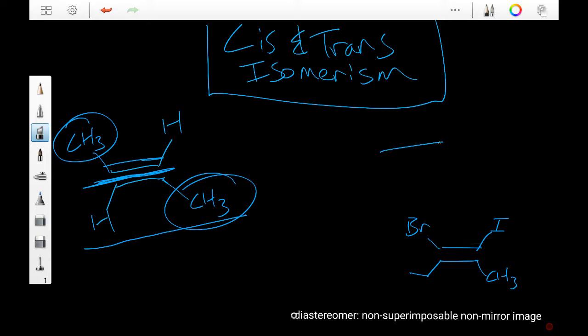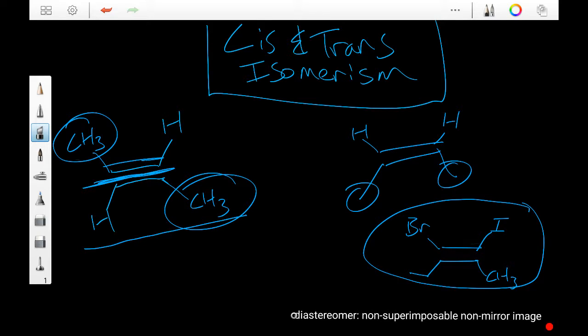This molecule here we would call cis because we have our methyl groups on the same side. Cis just means same. But this molecule right here, we don't have any of the same functional groups. We have a methyl, an ethyl, a bromo, and an iodo group attached. But we can still identify whether it's cis or trans. But instead of using that terminology, we would use what we call E or Z.